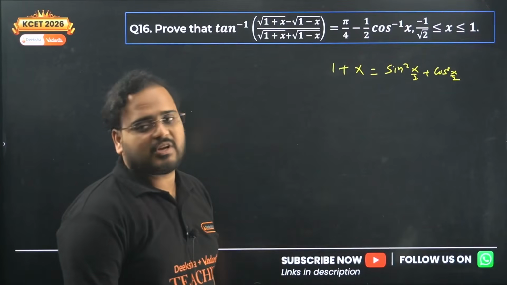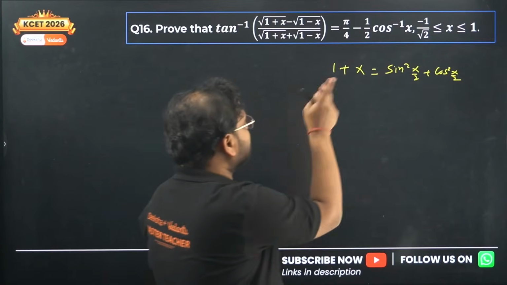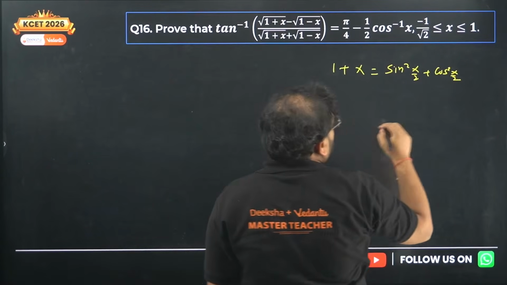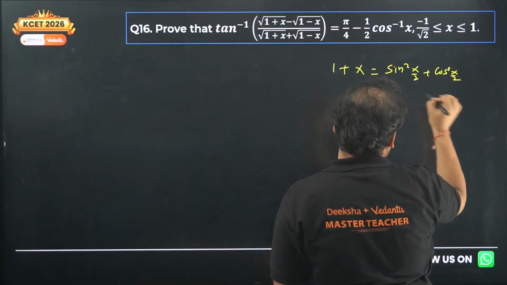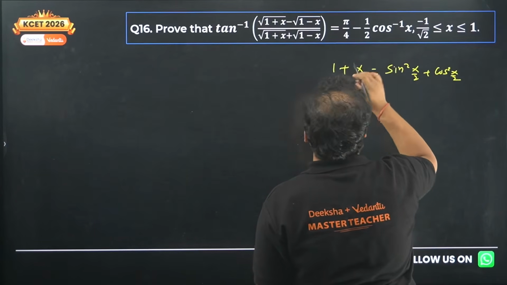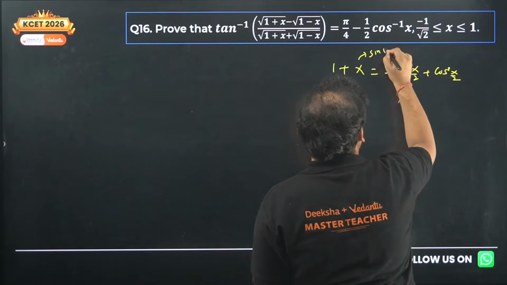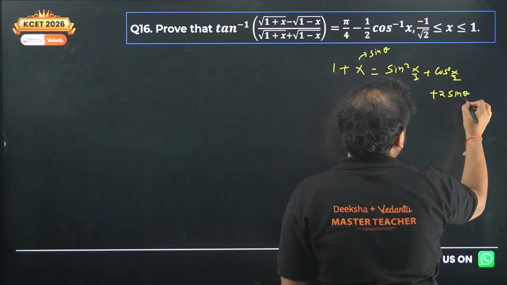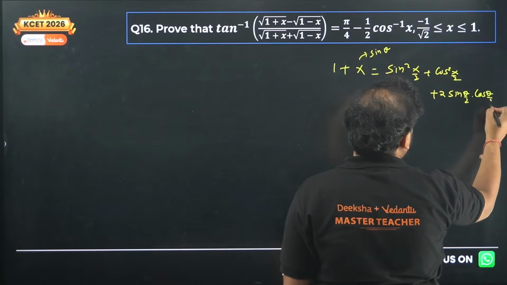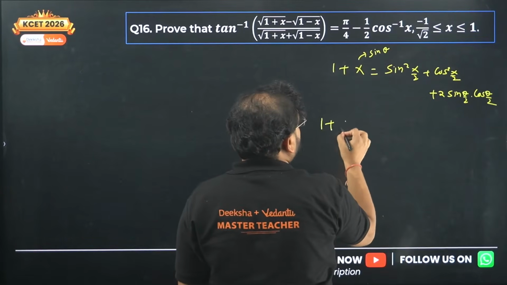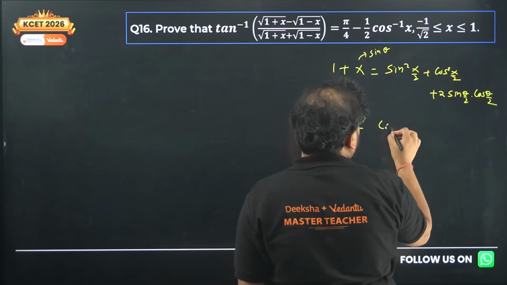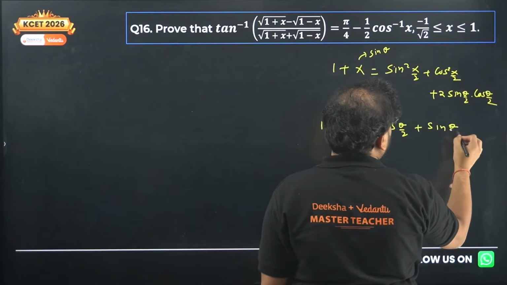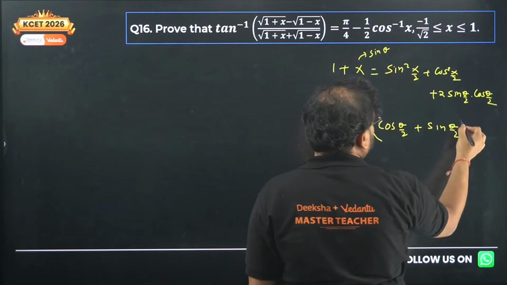Sine square x by 2, cos square x by 2 is this value. What is x, sir? Take x as sine theta. So it will become 1 plus 2 sine theta by 2 into cos theta by 2. So again I'm getting 1 plus x as cos theta by 2 plus sine theta by 2 the whole square.